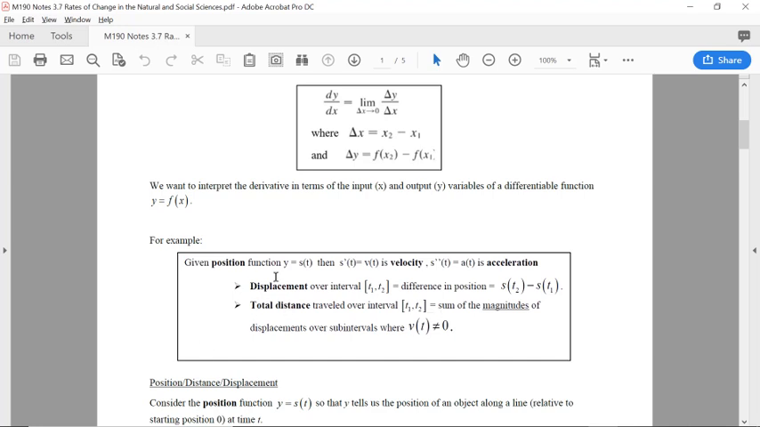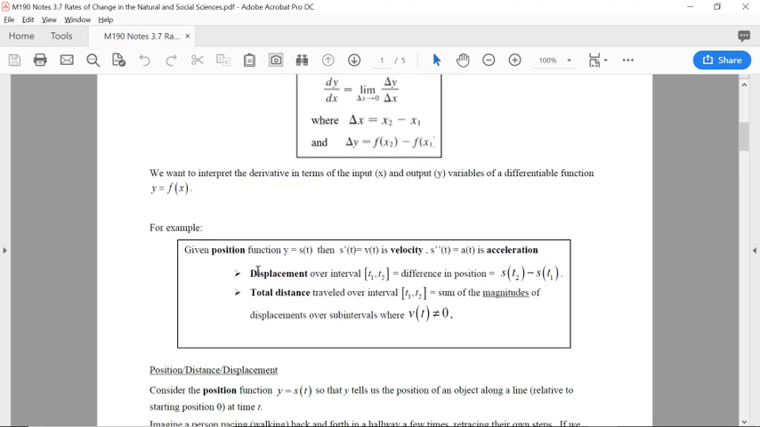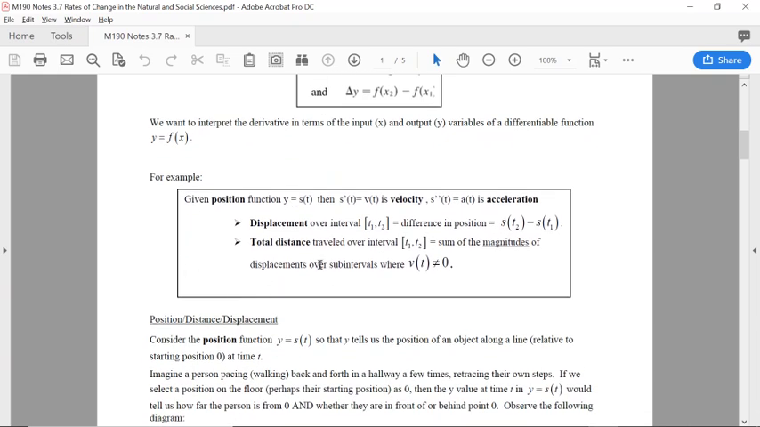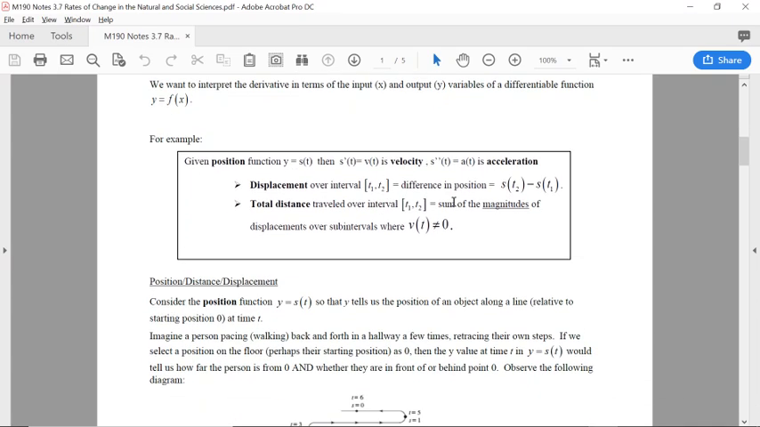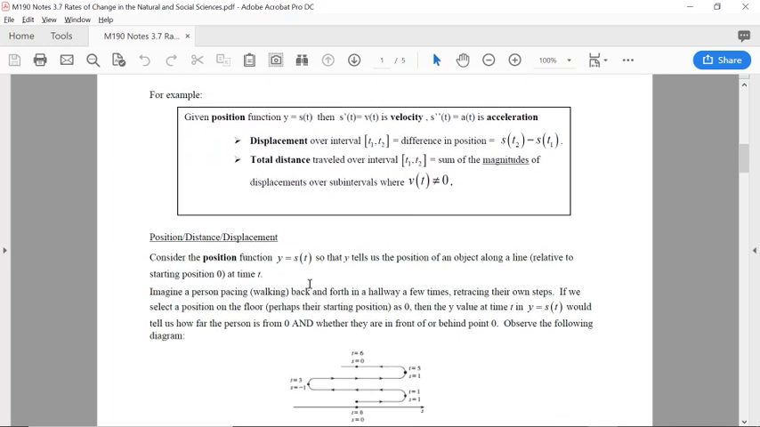I want to distinguish between displacement and distance here at the start. Displacement, over a time interval from t1 to t2, is how far the object is at the end of the time interval versus where it was at the beginning of the time interval. So it's simply the difference in the positions. That's only the same as distance traveled if the object was moving in one direction from the starting point to the ending point. But if the object moves back and forth over that time interval, then these two are not going to be the same as each other.